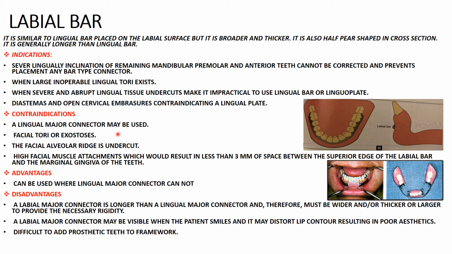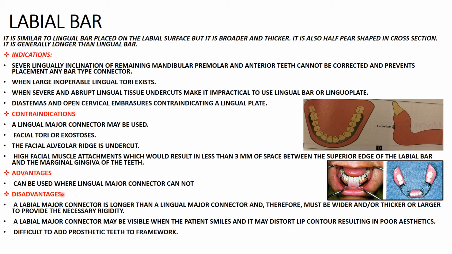Contraindications: if a lingual major connector can be used, in that case you don't have to use a labial bar. Also if there are any facial tori present, if there is a facial alveolar ridge undercut present, or if there is high facial muscle attachment, which would result in less than 3 mm of space between the gingival margin and the superior edge of the labial bar.